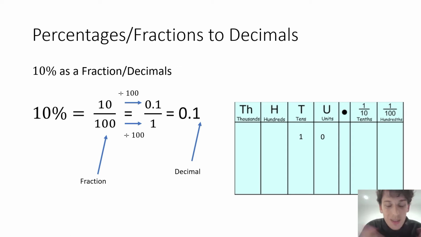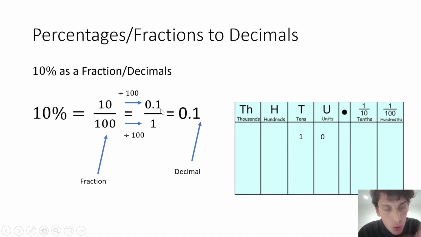Now, what is a decimal? A decimal is out of 1. So if we want to turn our percentage into a decimal, we need to make it out of 1. How do we do that? First, you convert it into a fraction, and then you do 100 divided by 1, because to get from 100 to 1, we need to divide by 100. Whatever you do to the bottom, you've got to do to the top. So 10 divided by 100 equals 0.1.